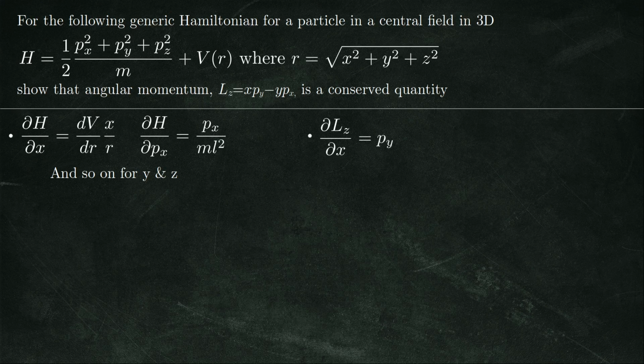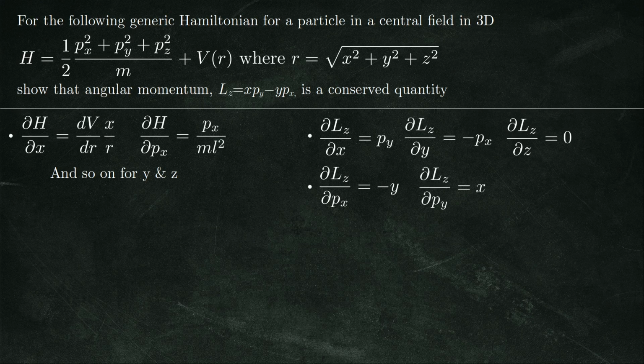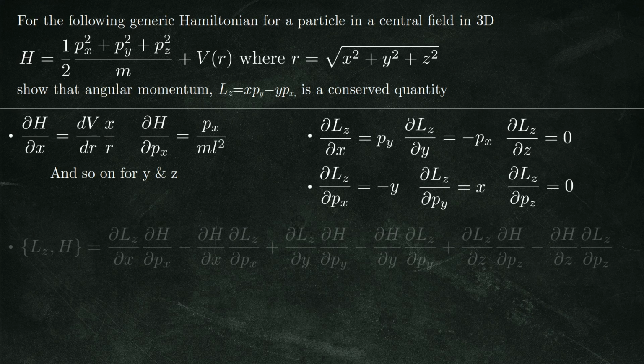So dLz by dx is py, dLz by dy is minus px, and dLz by dz is 0. Then similarly, with momentum, dLz by dpx is minus y, dLz by dpy is x, and dLz by dpz is 0. And now we want to actually calculate the Poisson bracket.